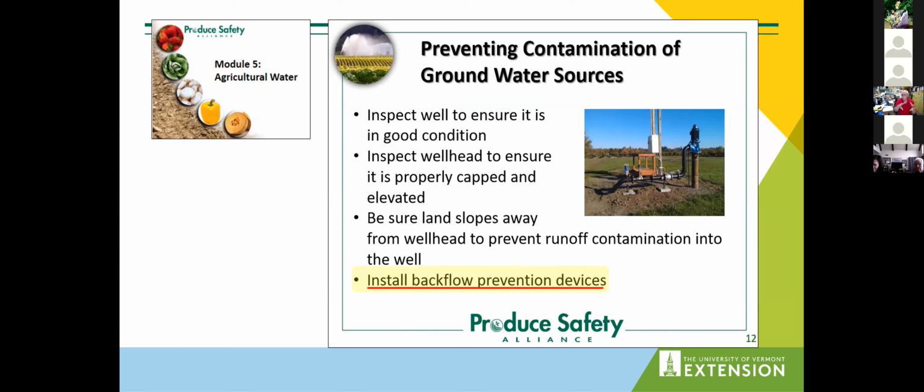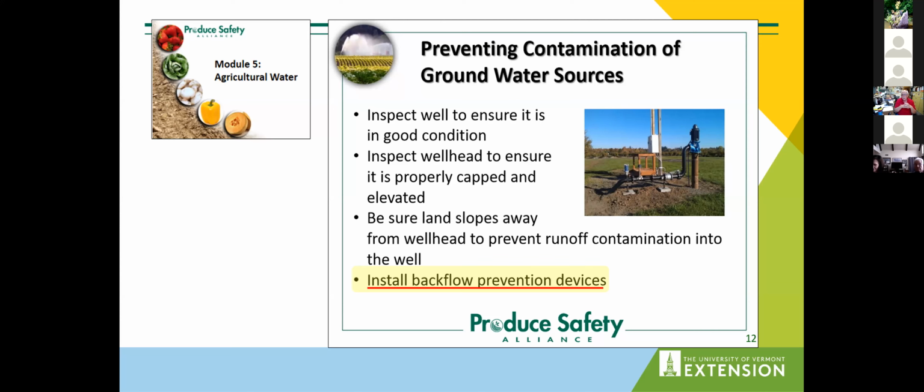So after you do figure out where everything is, looking at your water sources, for instance, in this case, a well, is it sloped properly away from the casing? Do you have a good cap on it that nothing could fall down inside it? And then also, is there a backflow prevention device on the well, whether it's in the well or outside of the well?